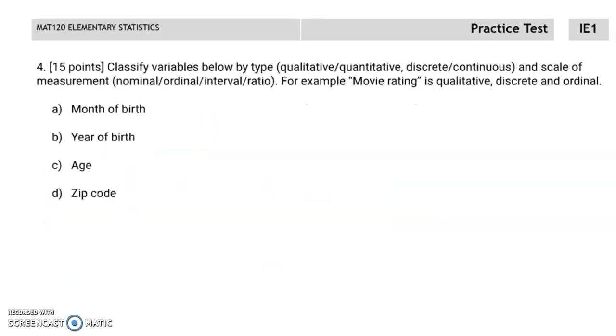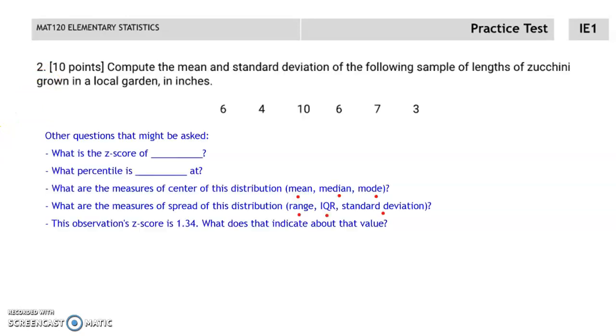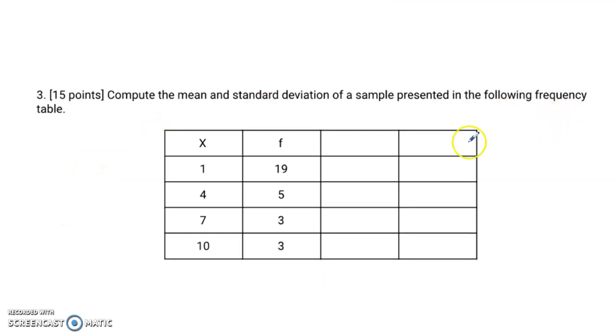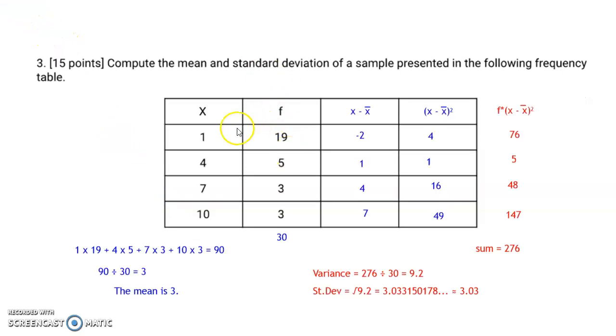All right. The next question was, did I skip one? Number 3. Compute the mean and standard deviation of a sample presented in the following frequency table. Pause the video, try this out, and see if you get it right. All right, here in the frequency table, we're given that these different values of x are 1, 4, 7, and 10. We're given that the frequencies are 19, 5, 3, and 3. I know that the sum of all of these frequencies is 30. We're going to use that later.